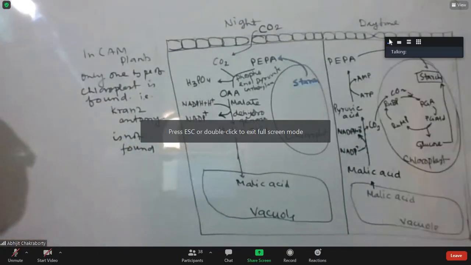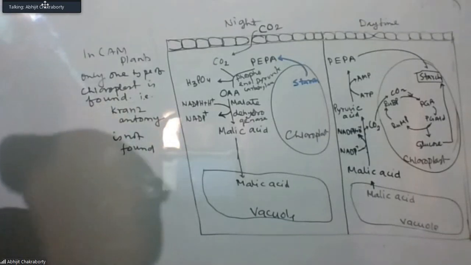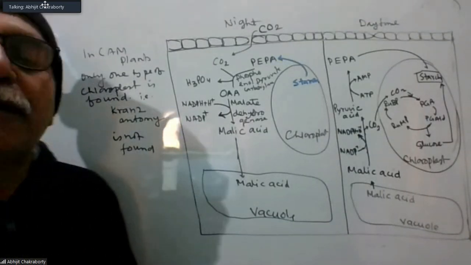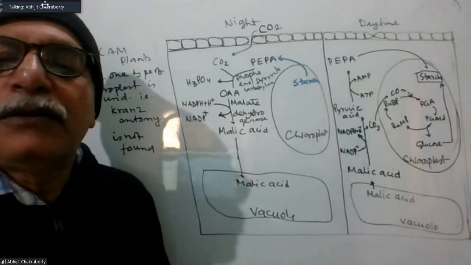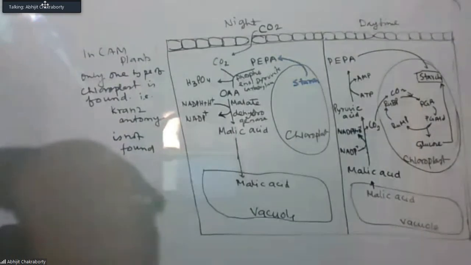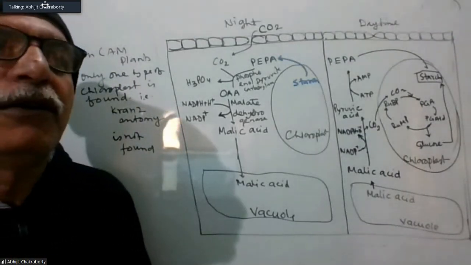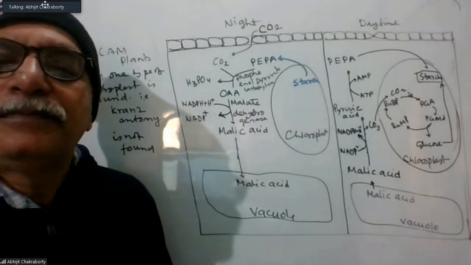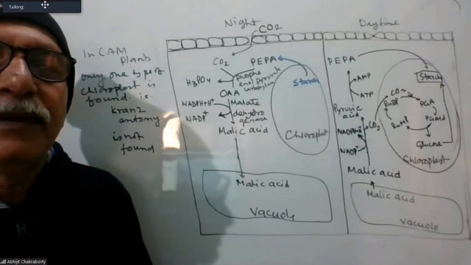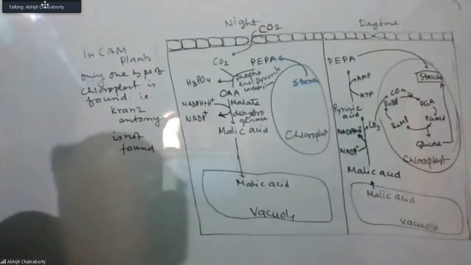Remember, the reactions appear similar. Sometimes it seems that like C4 plants, perhaps two types of chloroplasts are present. Here only mesophyll chloroplasts are found. Bundle sheath chloroplasts are not found at all. Are you getting me? In CAM plants, mesophyll chloroplasts are found only. Bundle sheath chloroplasts are not at all found. Clear? Yes, sir. Okay, remember these things.